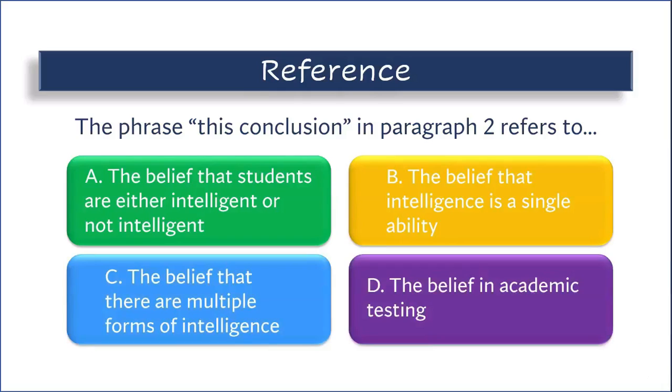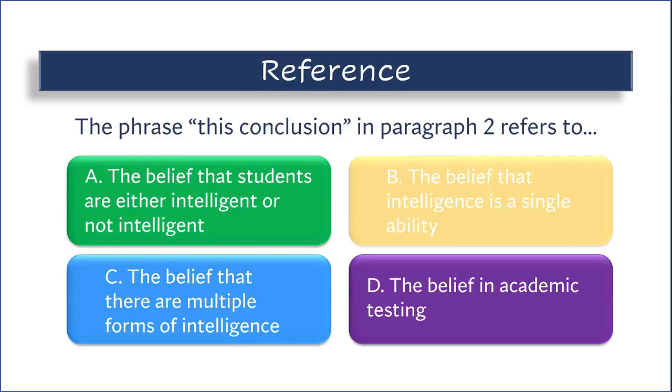Paragraph 2 states, "When viewed as a single all-purpose ability, students either have a lot of intelligence or they do not, and strengthening their intelligence becomes a major challenge, or perhaps even an impossible one. This conclusion is troubling to some educators, especially in recent years as testing school achievements has become more common and as students have become more diverse."